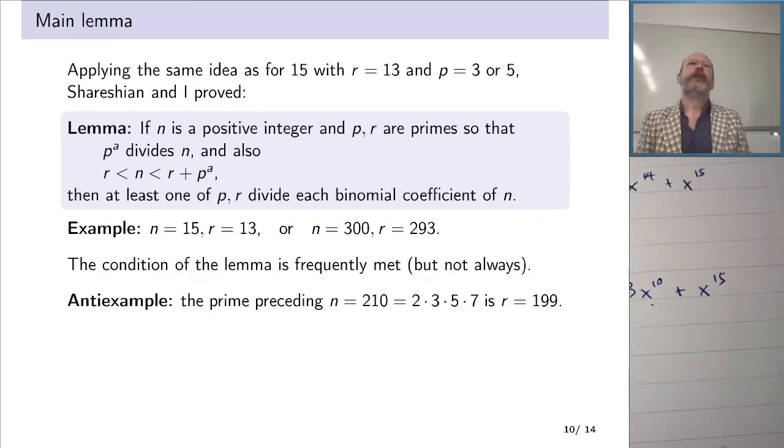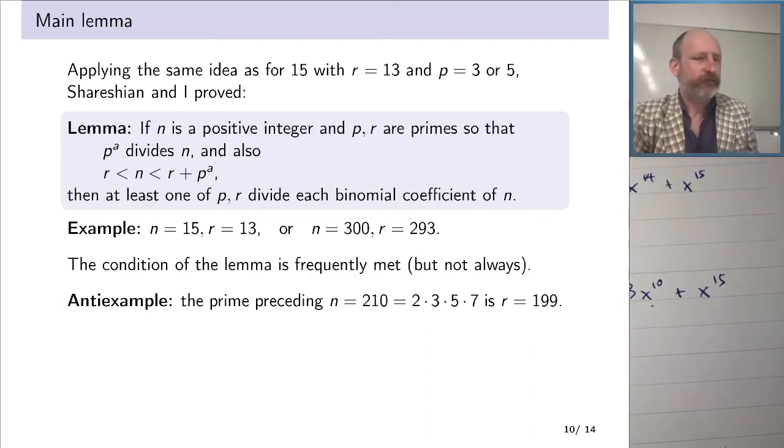So the condition for this lemma is met most of the time. More on what I mean by that, but it's not met always. So a good example is 210. Now you might not know off the top of your head, but you can check that the largest prime before 210 is 199. And the largest prime power divisor of 210 is 7. And 7 plus 199 is just too small. So we're going to have to do something else with 210 and with some other numbers like 210.